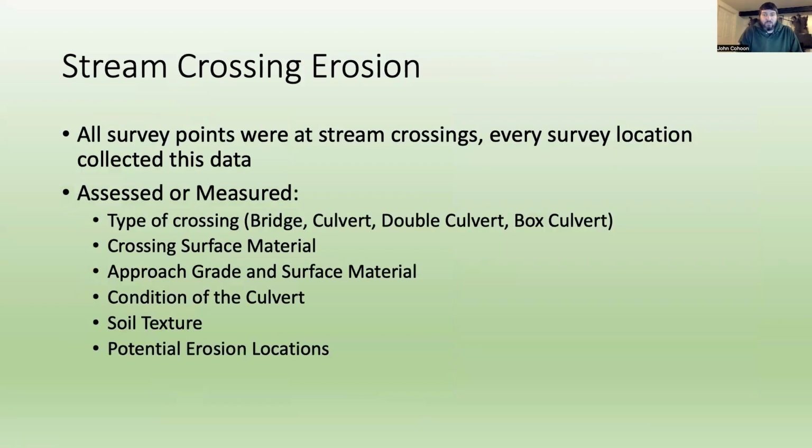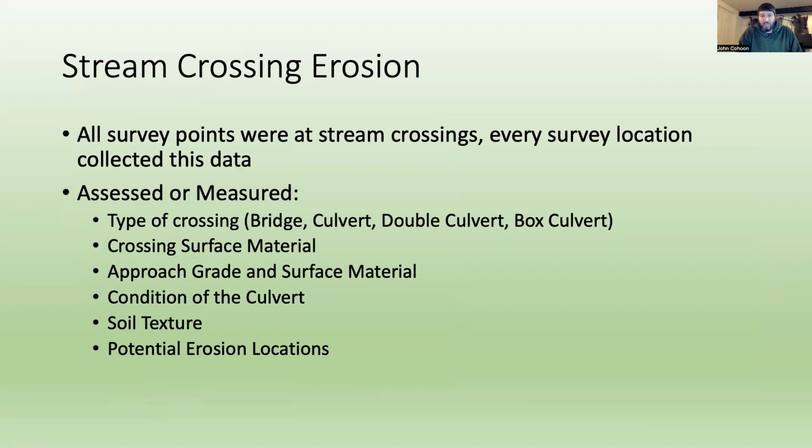So stream crossing erosion, all the survey points, like I say, they were at stream crossing. So every location has this data. This data measured a lot of information. It recorded what kind of a crossing it was. Some areas were bridges, some areas were culverts, some areas had double culverts. So kind of what does that stream crossing look like?